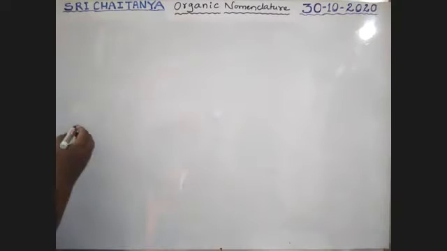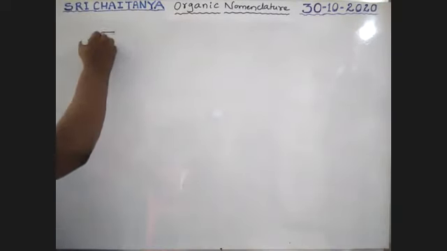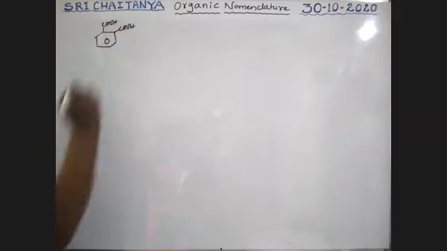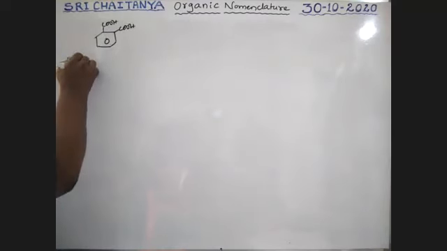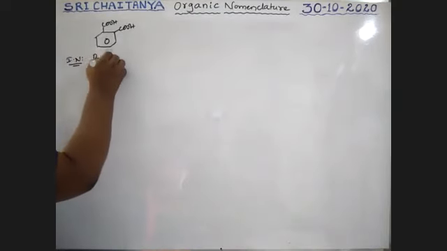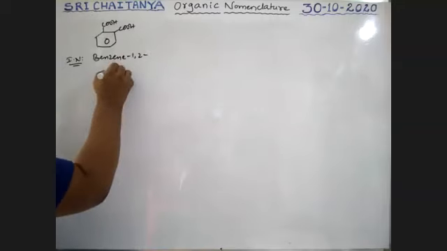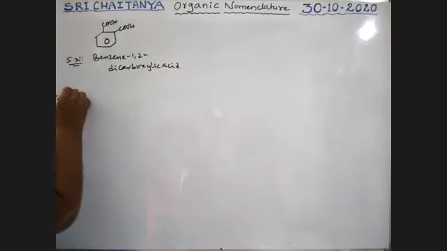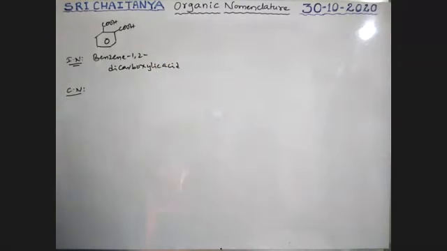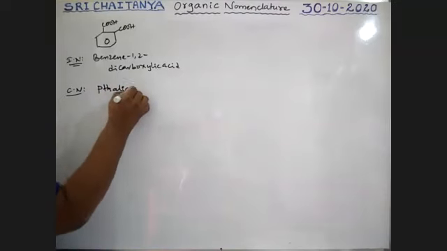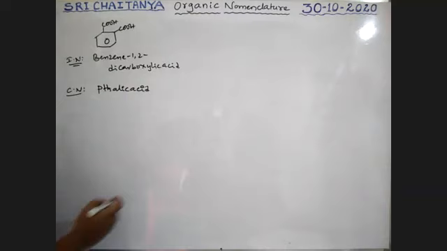Next, if 2 COOH groups are there, the IUPAC name is benzene-1,2-dicarboxylic acid. But the common name is phthalic acid. Side by side, 2 COOH groups on the benzene is called phthalic acid.